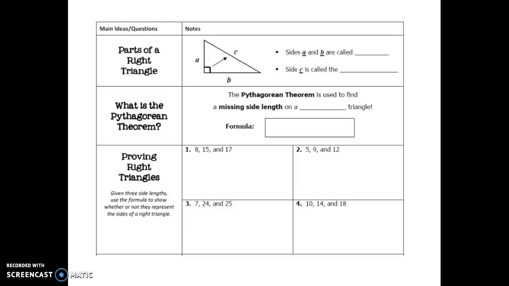Hey guys, welcome back. Today we're going to talk about the Pythagorean theorem. So we are going to get you ready for geometry. We're going to start by talking about a right triangle first.